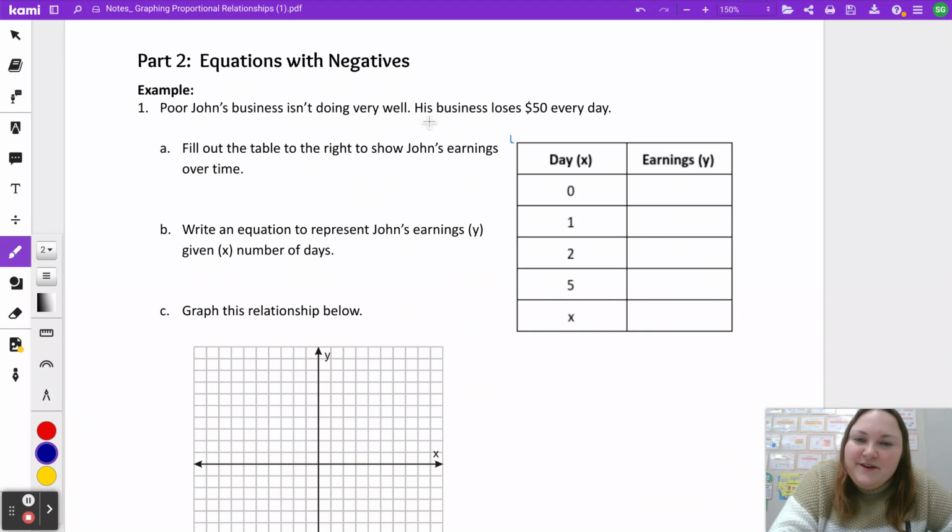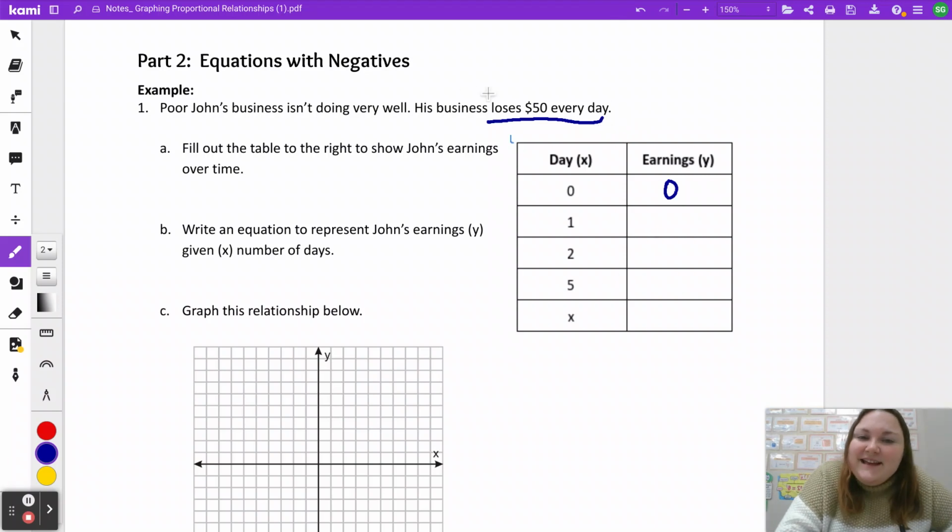In our story, we are told that his business loses $50 every day. Using that, we can finish filling out this table here. At day 0, you can think about that like no time has passed yet. He hasn't earned any money. He hasn't lost any money. We've got that 0.00.